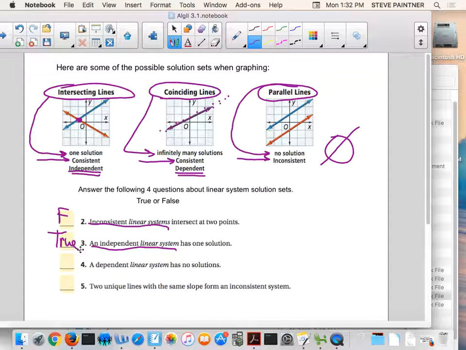Okay. A dependent linear system, which one's dependent? The middle one. Has no solutions. False. And finally, two unique lines. Unique is different, right? So two lines that are different, so they're not the same line, different, with the same slope, form inconsistent systems. Yeah. Two unique lines that have the same slope. Same slope because they're parallel. Form inconsistent, that's true. Okay? False, true, false, true. Did it make sense?